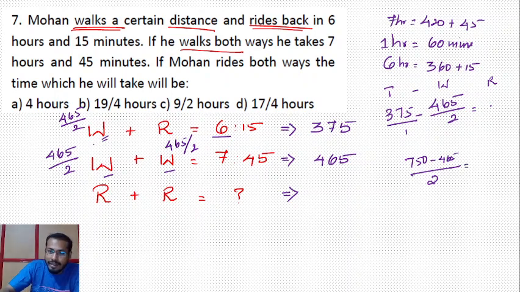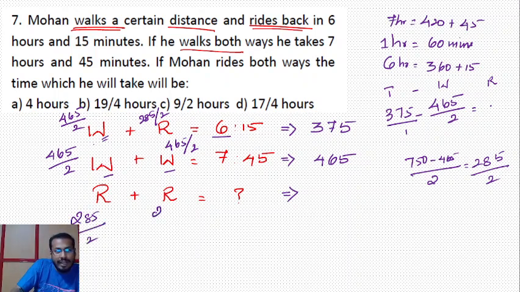What is the value? It will be 285 divided by 2. So 285 divided by 2 is the time taken for riding. So I can write here 285 over 2 and again 285 over 2. If I add these two numbers, I will get 285 minutes. Right, that's it. But here the answers are given in fraction form.